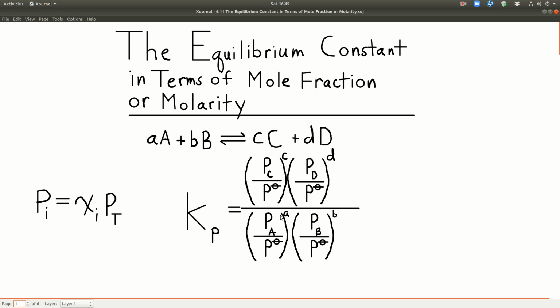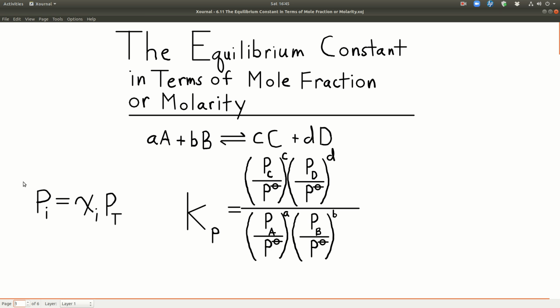Hey guys, this is section 6.11, the equilibrium constant in terms of mole fraction or molarity. So we'll start out with our generic equilibrium reaction, aA plus bB in equilibrium with cC and dD. We've seen before, we can write Kp as equal to this expression right here: the partial pressure of each component over the standard pressure raised to the power of their coefficient, the products on top, reactants on the bottom.